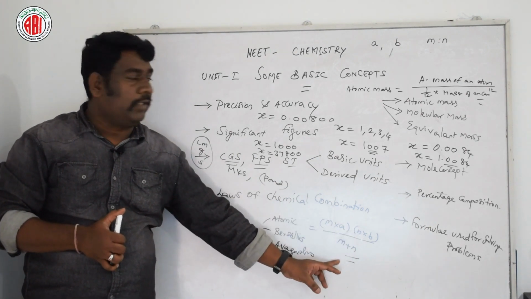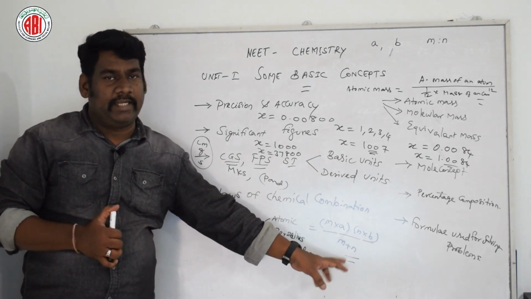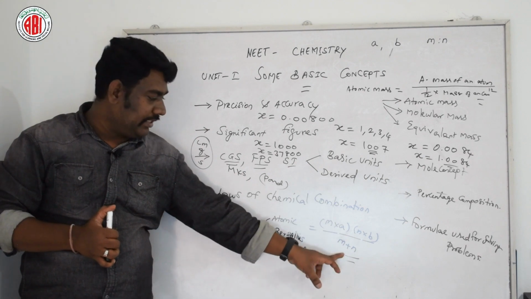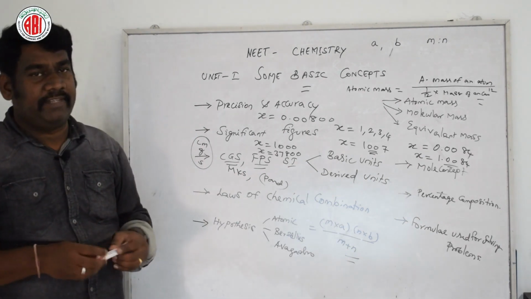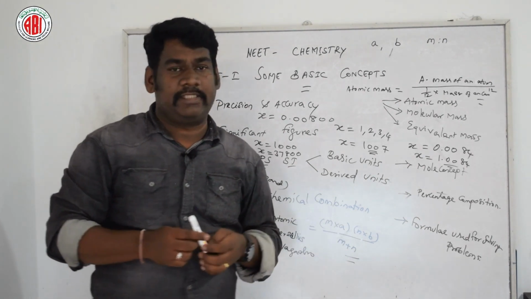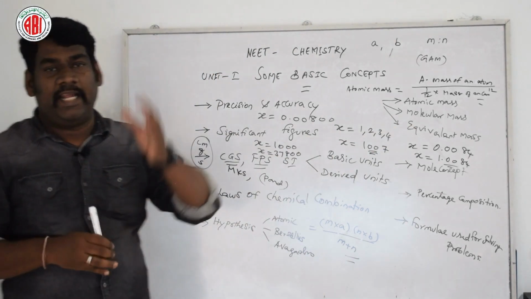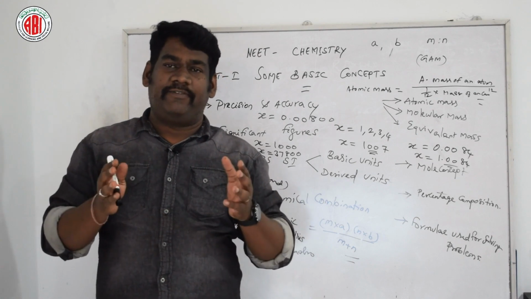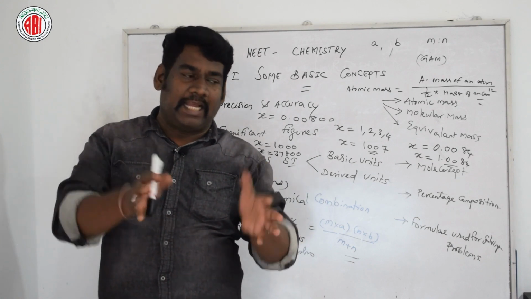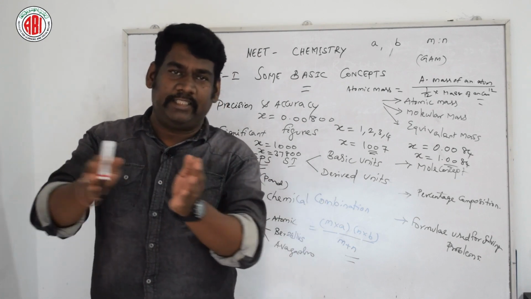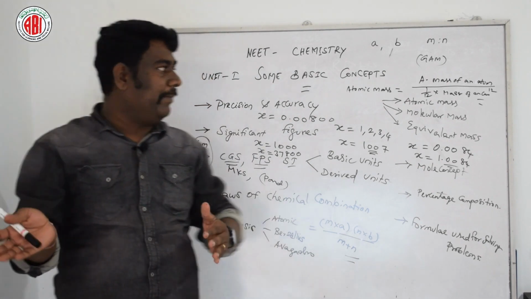So the total number of atoms, m and n, the mass and ratio which is given. By solving this we can find the average atomic mass. Similarly GAM, that is gram atomic mass. The atomic mass of an element which is expressed in grams is said to be gram atomic mass.